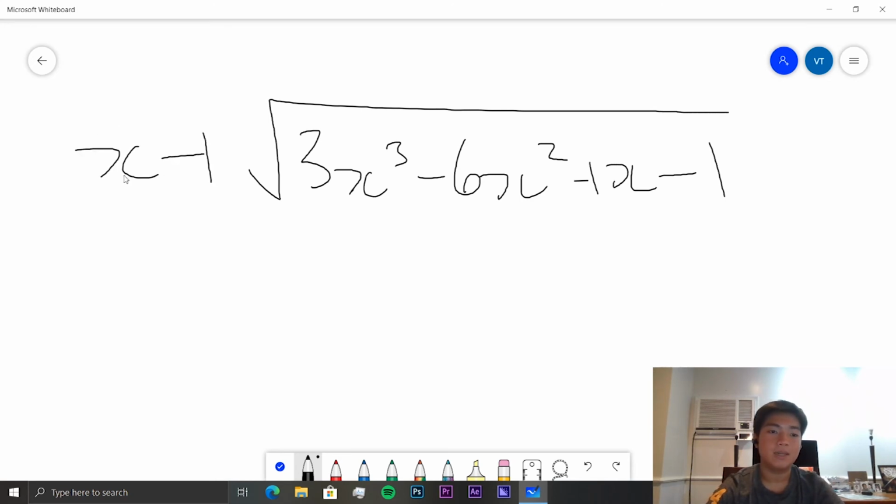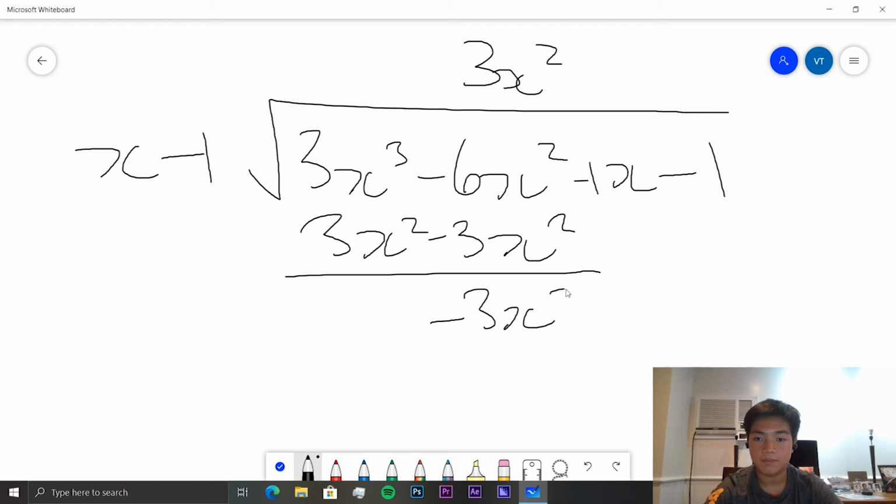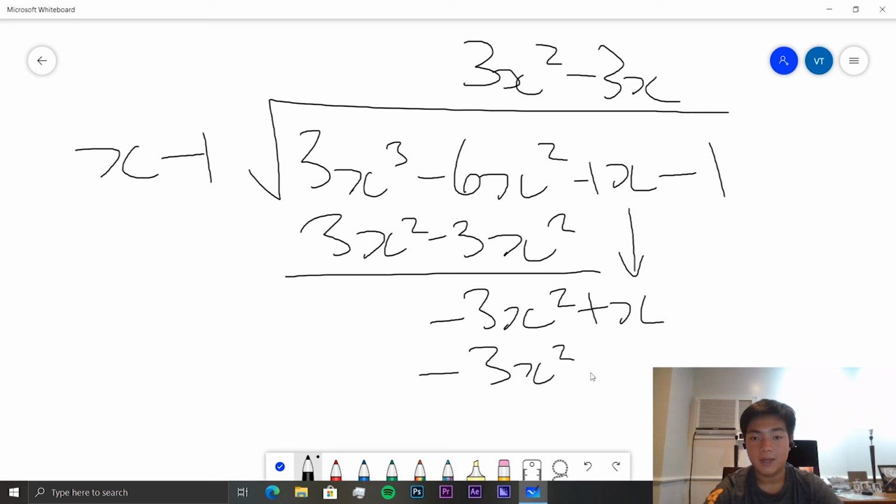So how many times does x go into 3x cubed? 3x squared times. What's 3x squared times x minus 1? That's 3x cubed minus 3x squared. And so if we subtract these two, we'll get minus 3x squared. Drop down this term plus x. Well, how many times does x go into negative 3x squared? Negative 3x times. So we then have negative 3x squared plus 3x.